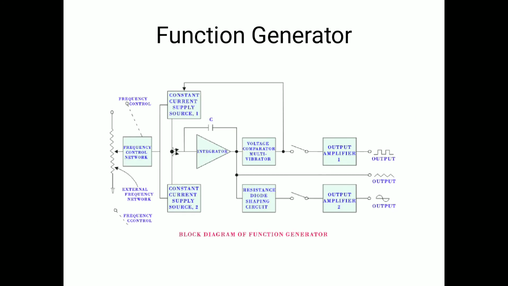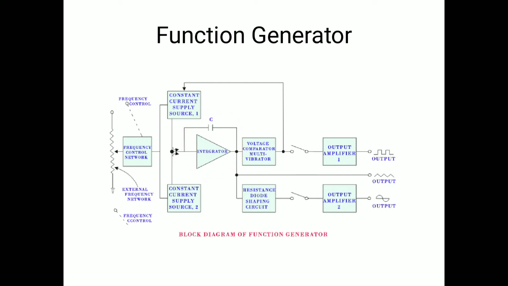Now, how does it generate a triangular wave? Here is the triangular wave. In the first interval of the frequency control network, it triggers constant current source 1. Now this current source delivers current in the forward direction. In the forward direction, we can take this current as positive. Suppose 1 milliampere. This is given to the integrator block.